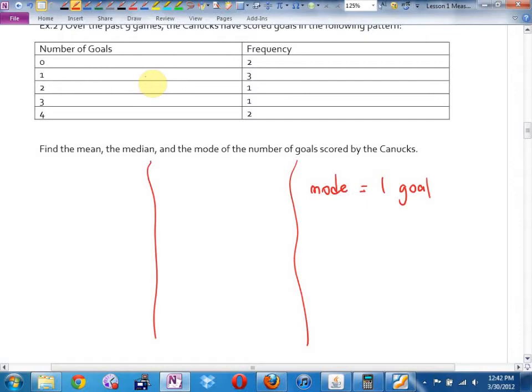What about the mean? To calculate the mean, I'm going to have to go 2 times 0 plus 3 ones plus 1 2 plus 1 3 plus 2 4s divided by, how many games were there? How many pieces of data do I have? I don't have 5. 9.